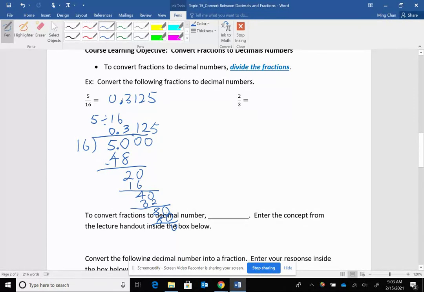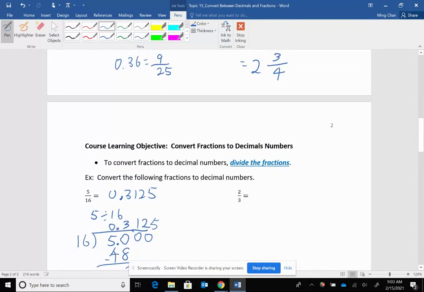So how do I convert 0.3125 back to 5 over 16? Well, I will have to read this correctly and say this is 3,125 what? 5 is sitting on what place value? 10,000. All right, now I start reducing by 5, work my way down back to 5 over 16.